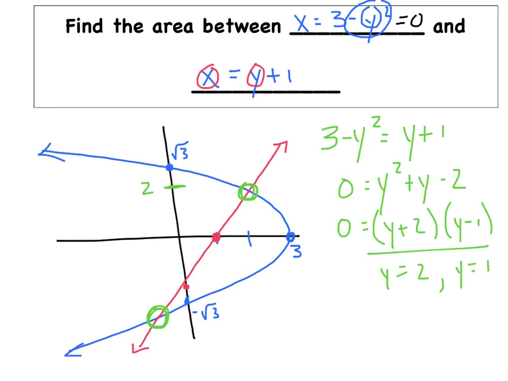Oh, goodness gracious, that should have been a negative 2, shouldn't it? I was going to say, that doesn't feel right. So the negative 2 would be down here, and the positive 1 is the one on top.